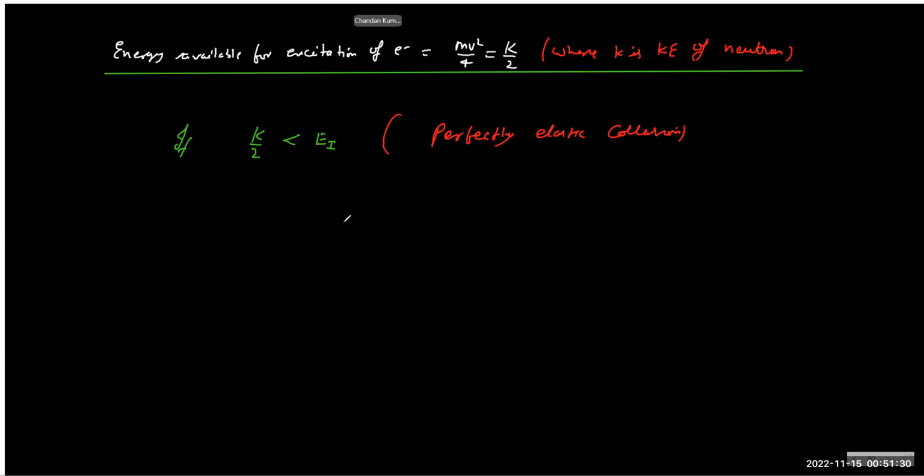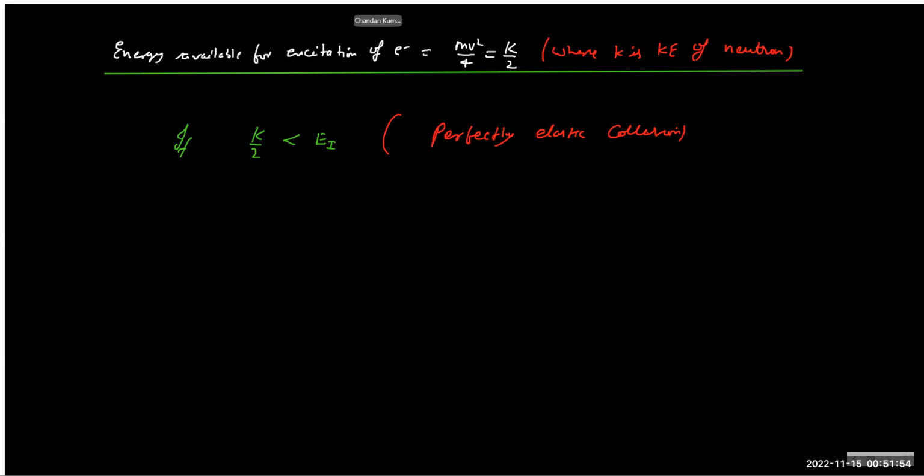What will happen? Once the neutron hits the atom, the neutron will come to rest and the atom will move away with the same velocity, because here the mass is also equal, luckily. Or you can solve by the basic conservation of momentum. But here you have to write the energy relation, which will give you the same answer.